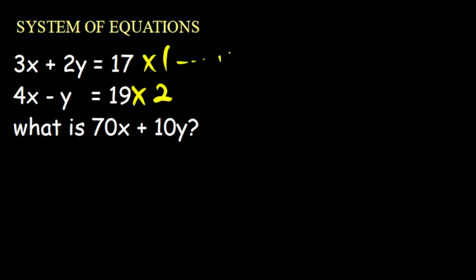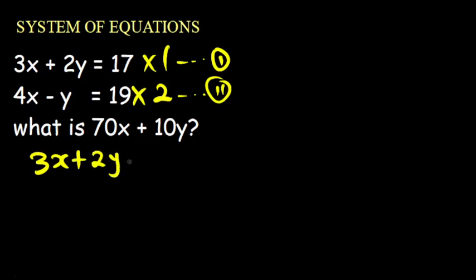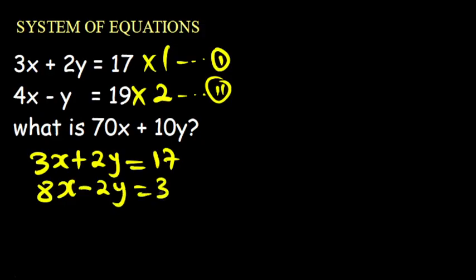let's call this equation 1, and this is equation 2. Equation 1 remains the same because we're multiplying through using 1. So we have 3x plus 2y is equal to 17, and for the second one, this becomes 8x minus 2y is equal to 38. So let's add both equations.